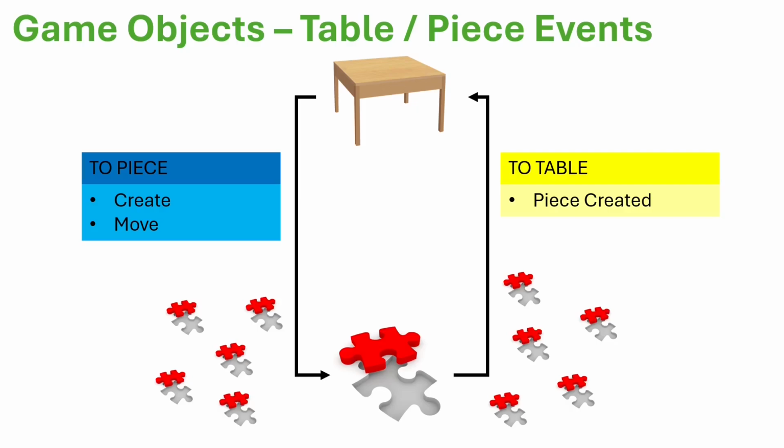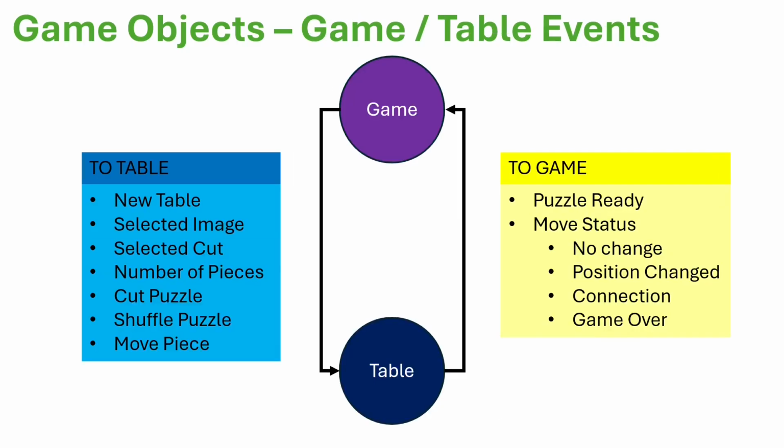All a piece really has to do to the table is basically say, hey, I've been created. That's it. There's really not a whole lot that the piece is going to communicate back up to the table. The real interface comes between the game and the table. The game has to be able to tell the table, hey, here's a new image, here's a cut, here's the number of pieces. I need you to cut the puzzle, I need you to shuffle the puzzle. Oh, and by the way, I need you to move the piece.